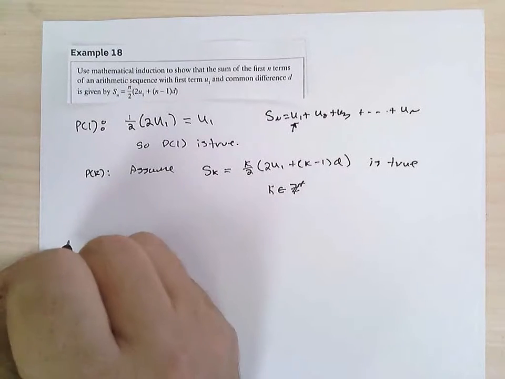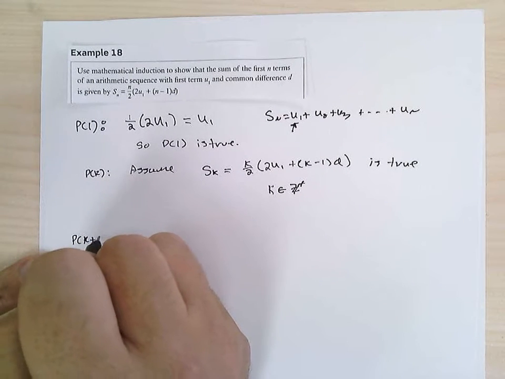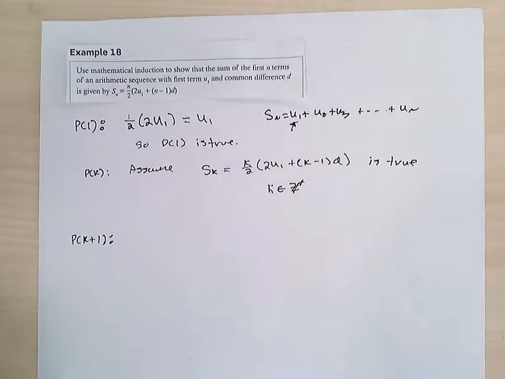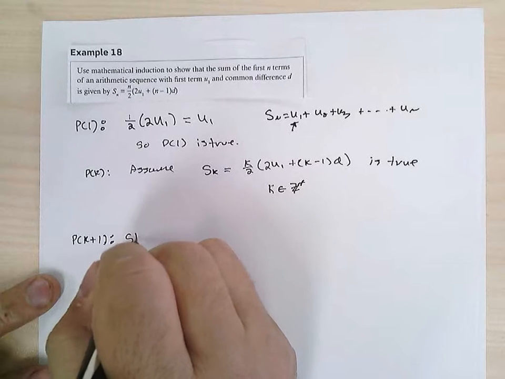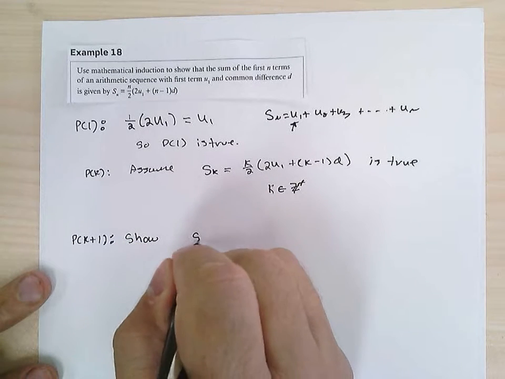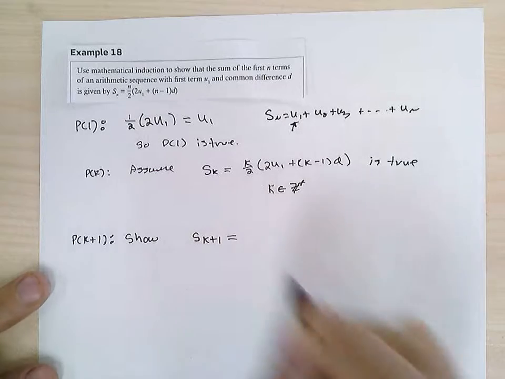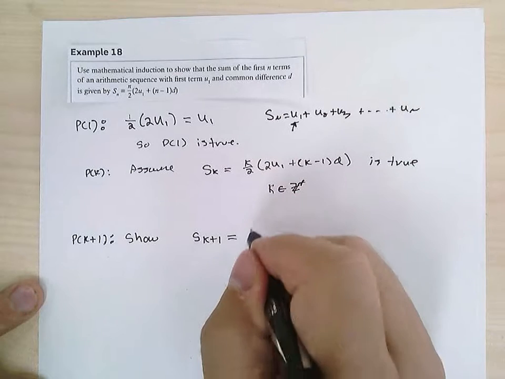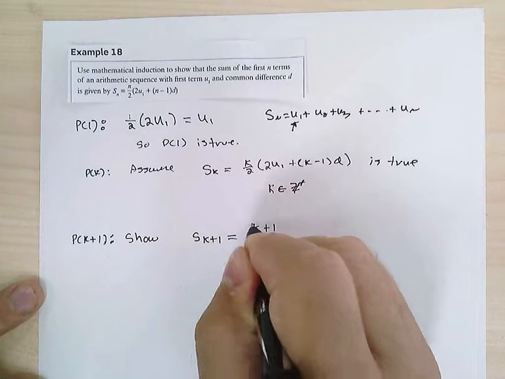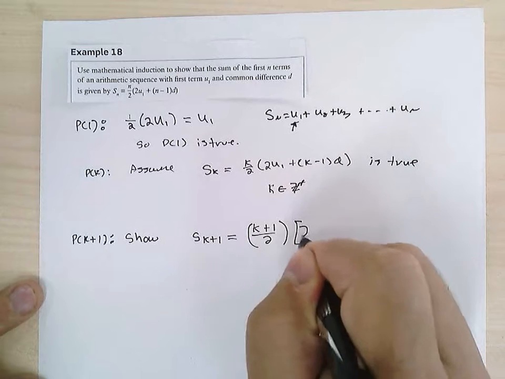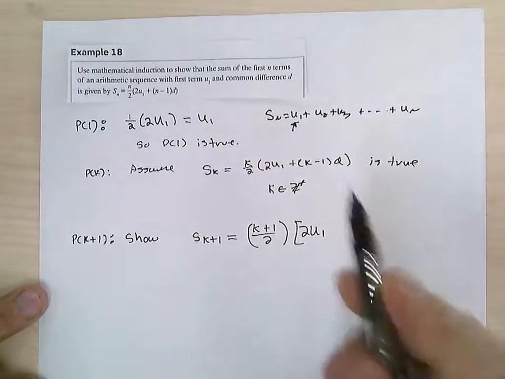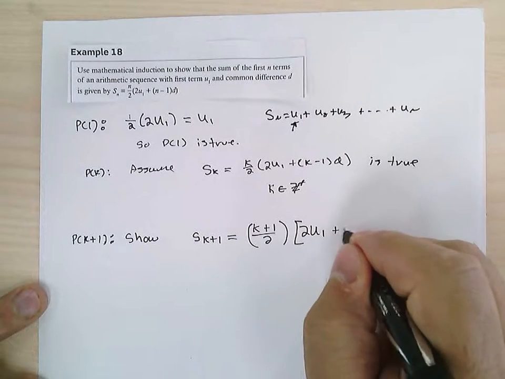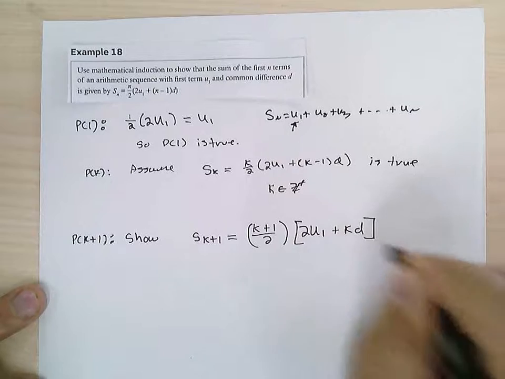Now, first two steps are pretty easy, but the next step, I want to make sure it works for every other step after k, right? But I want to use my assumption. So what I want to do is show that S(k+1) is equal to, what would happen if I put k+1? I would end up just plugging it in. It has to equal something like this: k+1 over 2, 2u₁, and then if I put k+1 into our original formula, I'm just going to have k times d, right? And that's what I end up with.